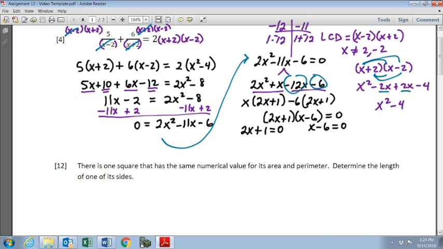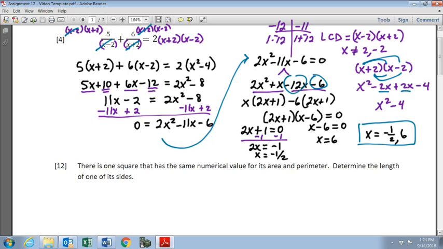And so let's see, 2x plus 1 equals 0. Let's subtract 1 on both sides, and you get 2x equals negative 1. And then we would divide by 2, and we'd get negative a half. And then on the other side, with x minus 6 equals 0, we'll just want to add 6 to both sides. We get x equals 6. And so those are our two answers, negative 1/2 and 6. And notice neither of those was a restricted value, and so we're good on that.